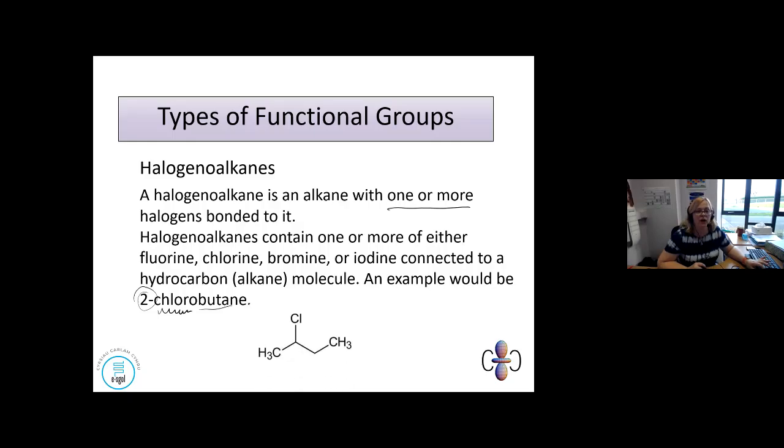Okay, so if you look at the structure, we've got 1 carbon, 2 carbon, 3 carbon, 4, which therefore, circle 4, which suggests that you've got 4 carbons, hence the "but". And on position number 2, because that would be position 1, that would be position 2, you clearly have a chlorine. So as a whole name, that would be 2-chlorobutane.